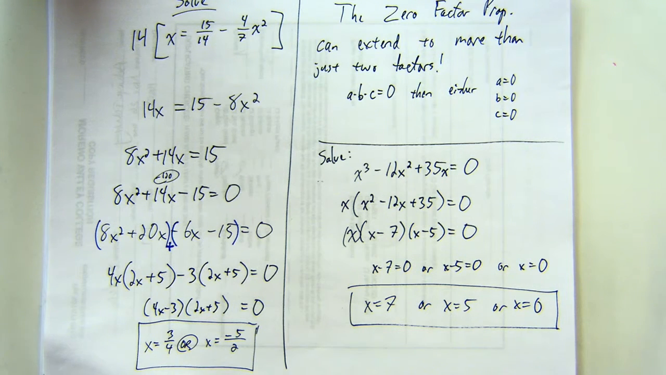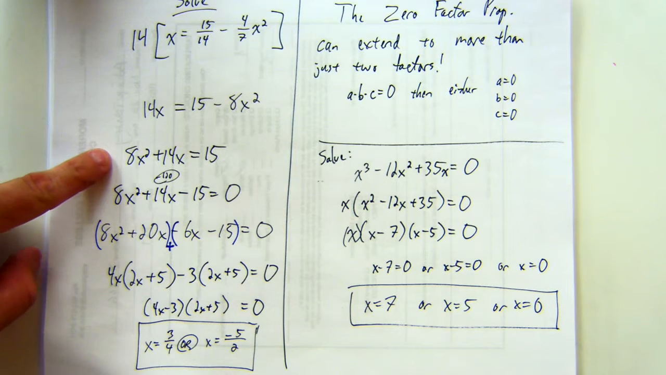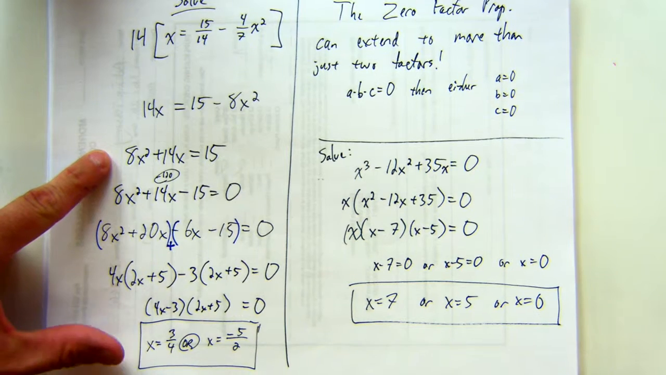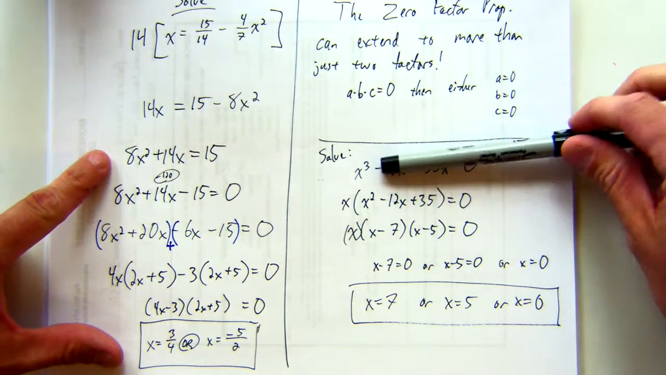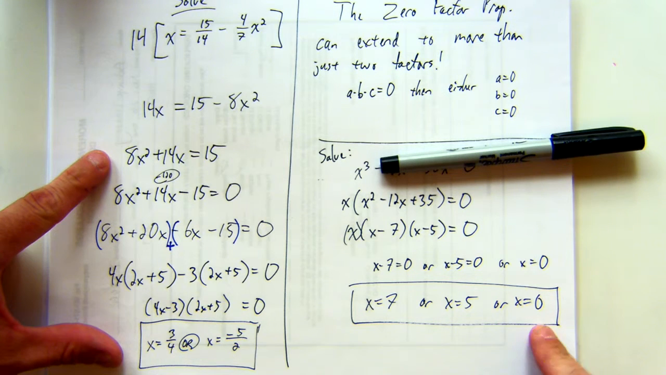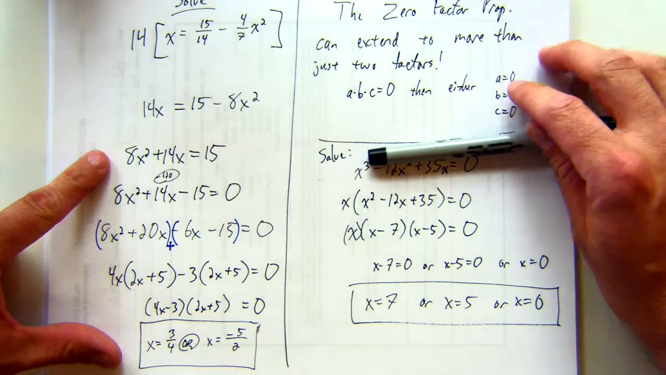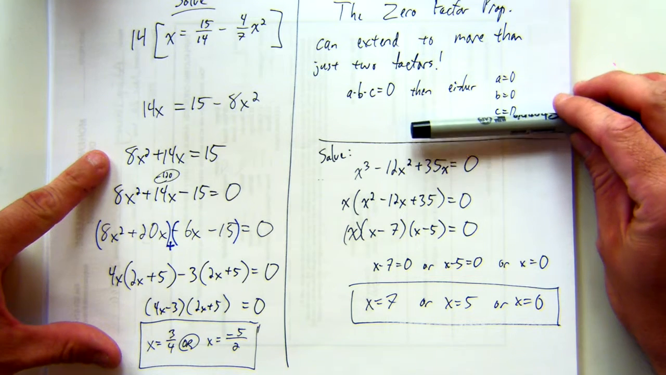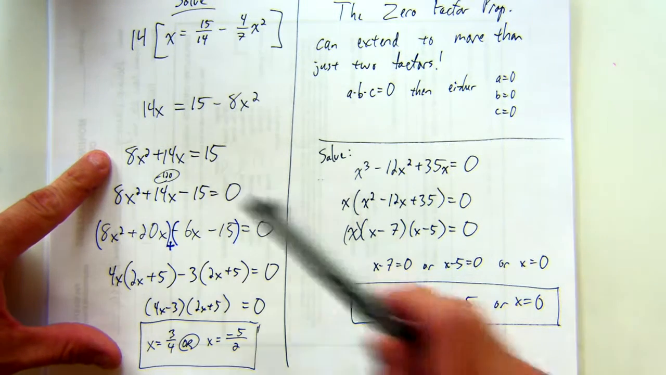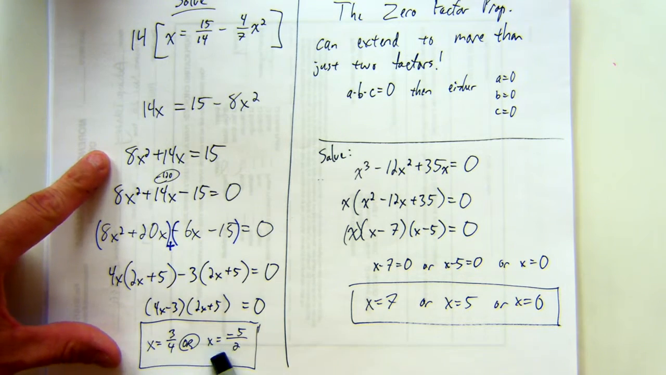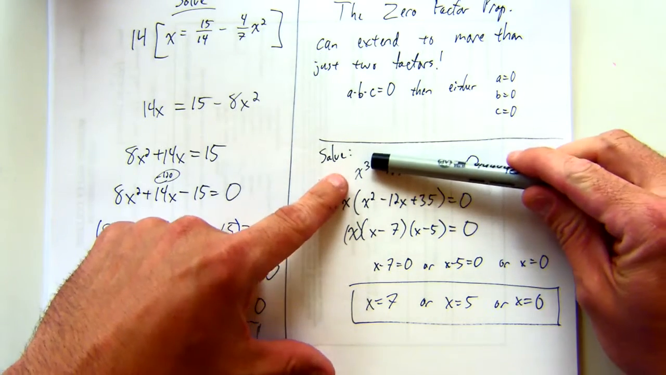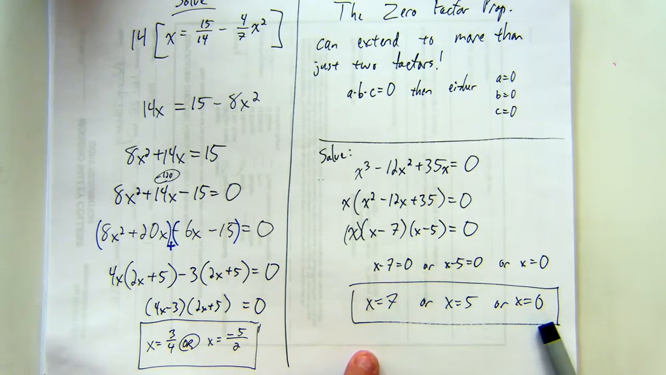Relationships. What is the relationship between the degree of the equation and the number of solutions? The degree of the equation and the number of solutions. That's exactly right. The degree is 2, and we had 2 solutions. The degree here is 3, and we had 3 solutions.